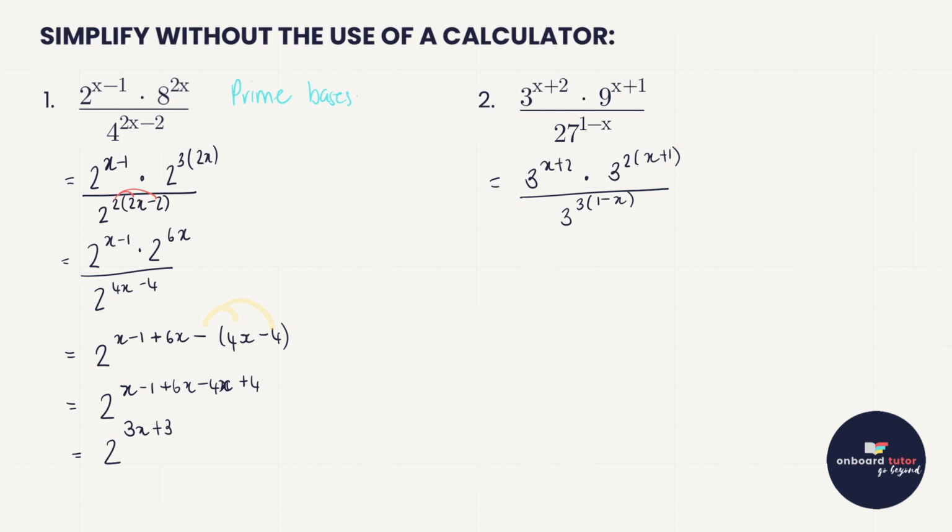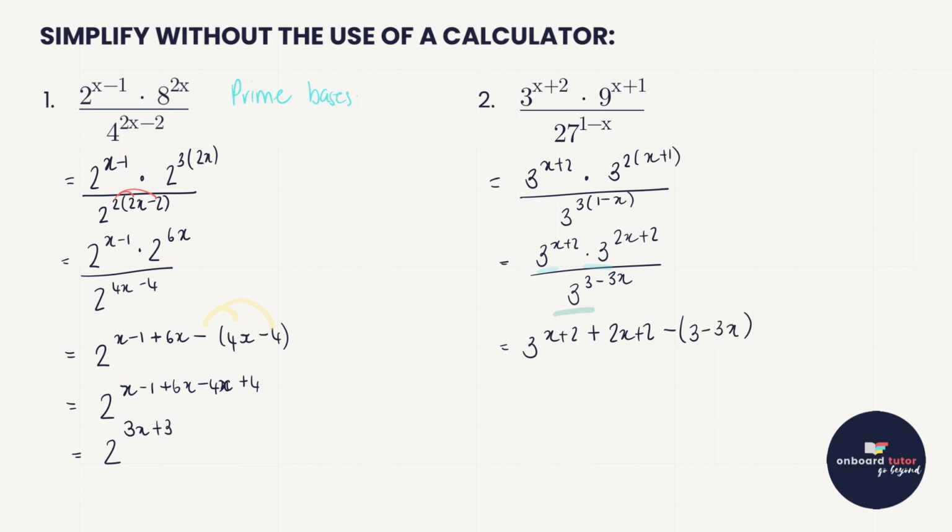Okay, very similar to what we just did. 3 to the x plus 2 times 3 to the 2x plus 2 over 3 to the 3 minus 3x. And now I'm multiplying the bases in the numerator, so I'm going to add those exponents, and I'm dividing by the base in the denominator, so I'm going to subtract that exponent. So this is going to become 3 to the x plus 2 plus 2x plus 2 minus, be careful when you subtract, you're going to have a sign change.